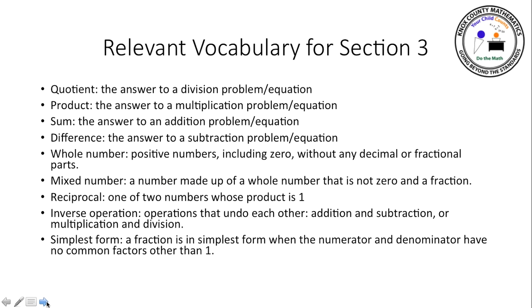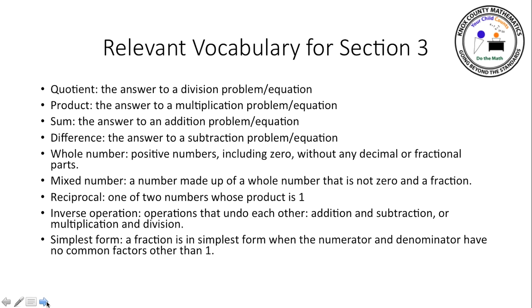Today, you'll probably need to understand these vocabulary words in order to be successful. Quotient, the answer to a division problem equation. Product, the answer to a multiplication problem equation. Sum, the answer to an addition problem equation. Difference, the answer to a subtraction problem equation. Whole number, positive numbers, including 0, without any decimal or fractional parts.